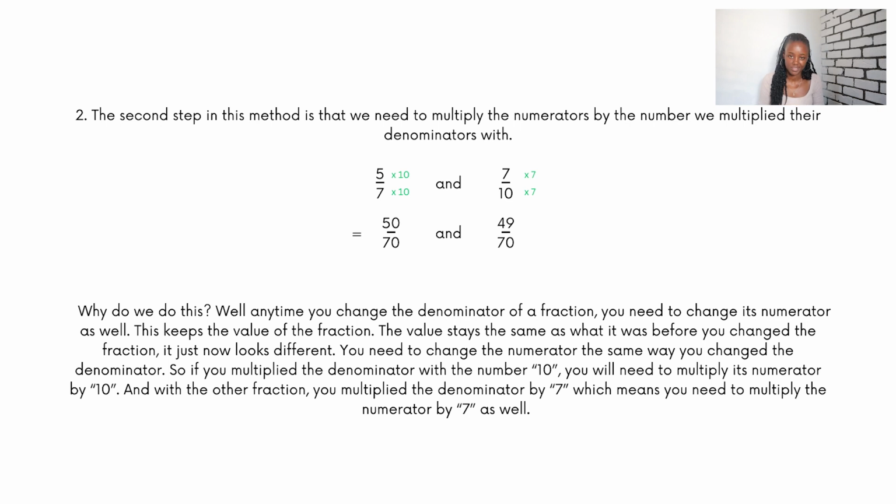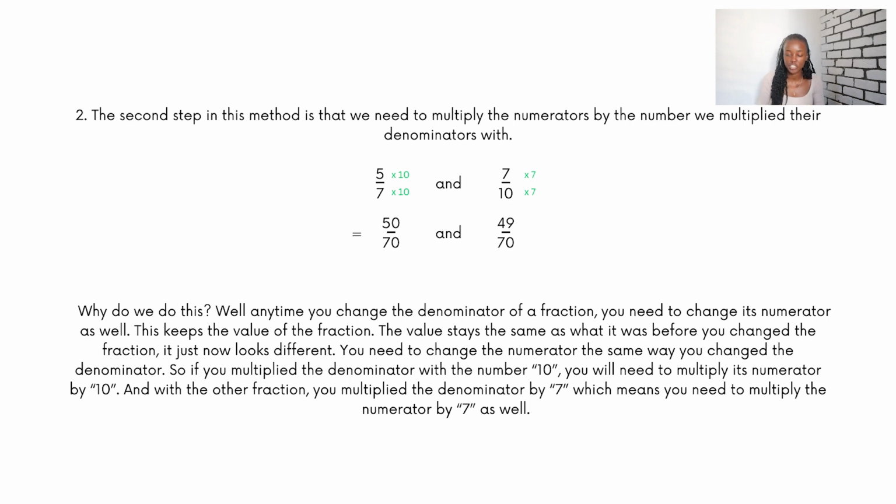Why do we do this? Well, in mathematics, anytime you change a denominator, you need to change its numerator as well. This keeps the value of the fraction. The value stays the same as long as you change both the numerator the same way you change the denominator. It's exactly equal even though it looks different. It may look different to what it was before, but the value stays the same.